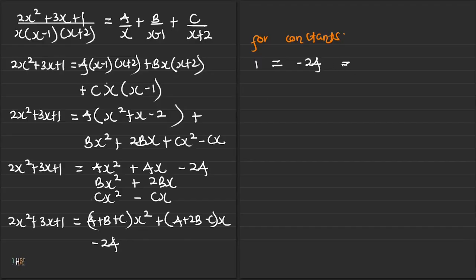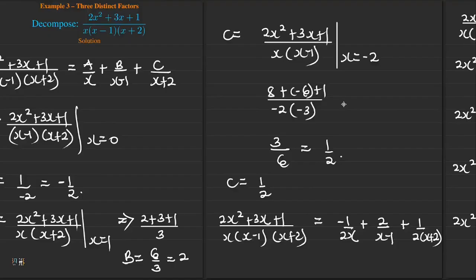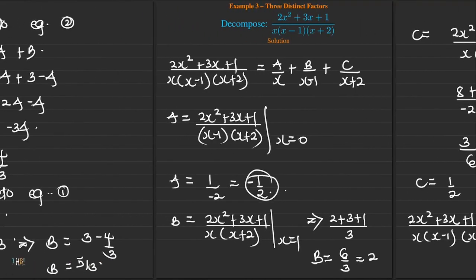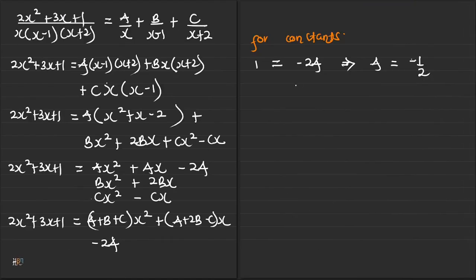So making a the subject, it simply implies a is equal to -1/2. And that is true. That is what we had for a, -1/2. Now, for the others, let's say for the x squared, we have 2, that is from here, which is equal to a plus b plus c. That is what we have here.